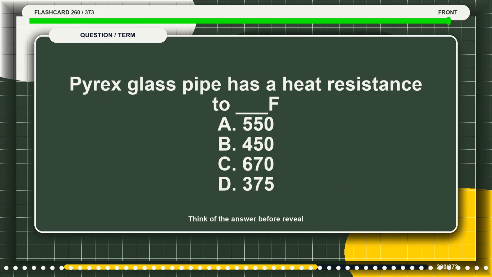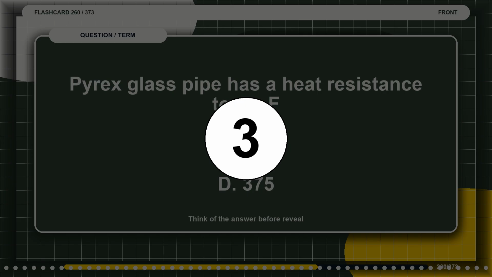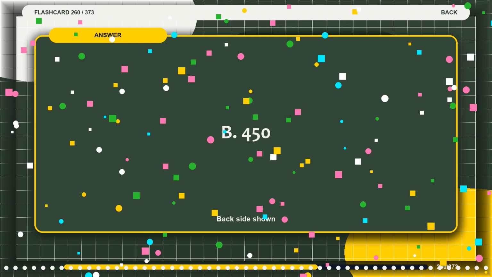Flashcard 260. Pyrex glass pipe has a heat resistance to blank degrees Fahrenheit. A. 550. B. 450. C. 670. D. 375. Think of the answer before the reveal. The answer is B. 450.